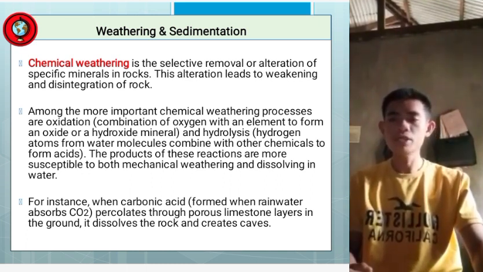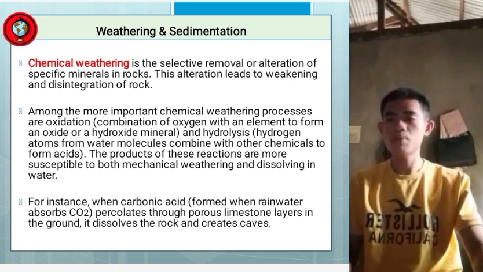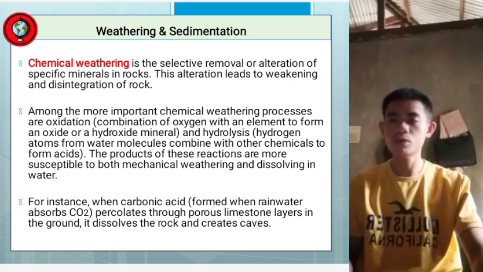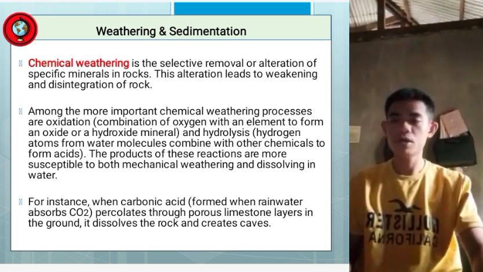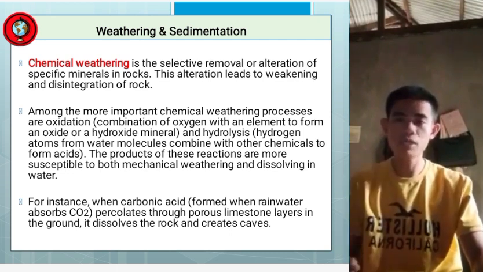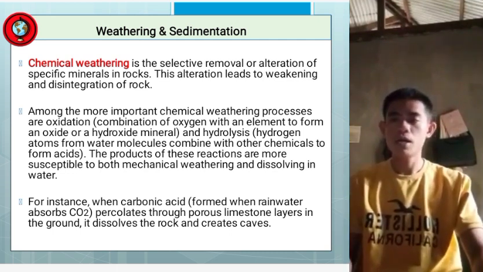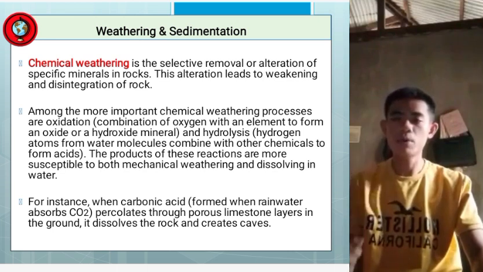For instance, carbonic acid forms when rainwater absorbs CO2 and percolates through porous limestone layers in the ground. It dissolves the rock and creates caves. So it is an example of carbonic acid forming when rainfall absorbs CO2.